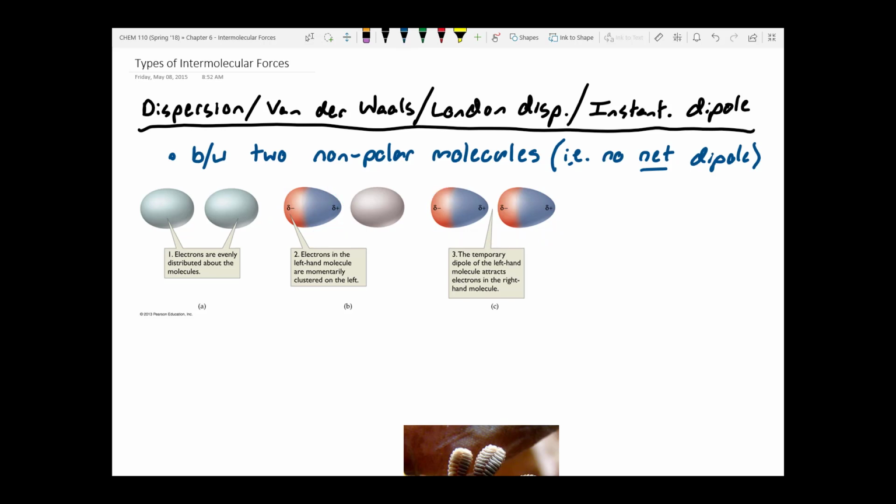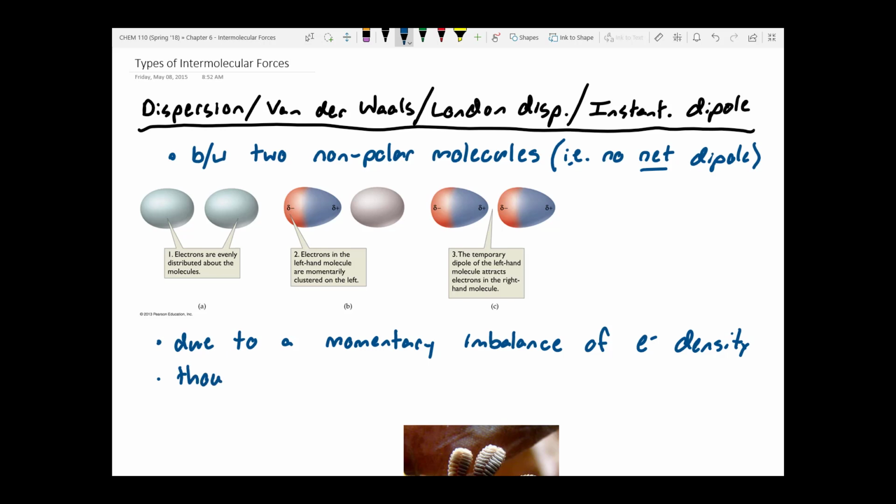So let's make a short note. It is due to a momentary imbalance of electron density, and it's thought of as weak.